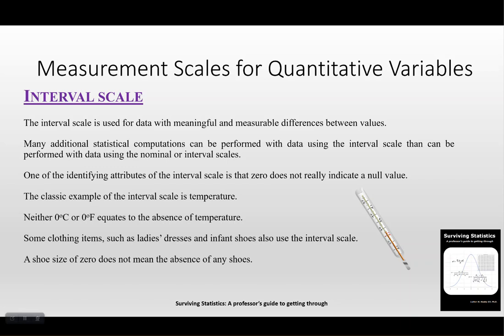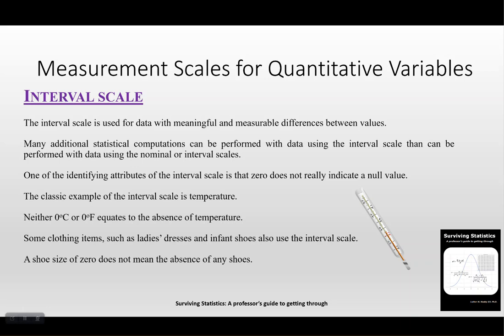Now, what makes the interval scale a little bit unique is that it can have a 0 on it, but that the 0 really does not mean the absence of anything. Think about the thermometer. That's kind of the classic example of the interval scale. 0 degrees Celsius or 0 degrees Fahrenheit does not mean the absence of temperature.